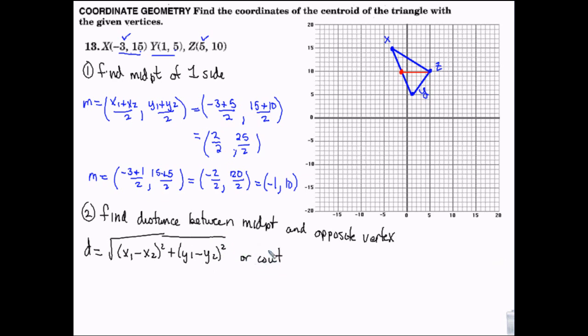Or we can count. Again, we can count if it's horizontal or vertical. And in this case, I can count. So I have 1, 2, 3, 4, 5, 6. Okay. The centroid is 2/3 the way across that. Six divided by 3 is 2. So I need to move 2 over, and I have found my centroid. So 1, 2. There's my centroid right there. And this point is at 1, 10.